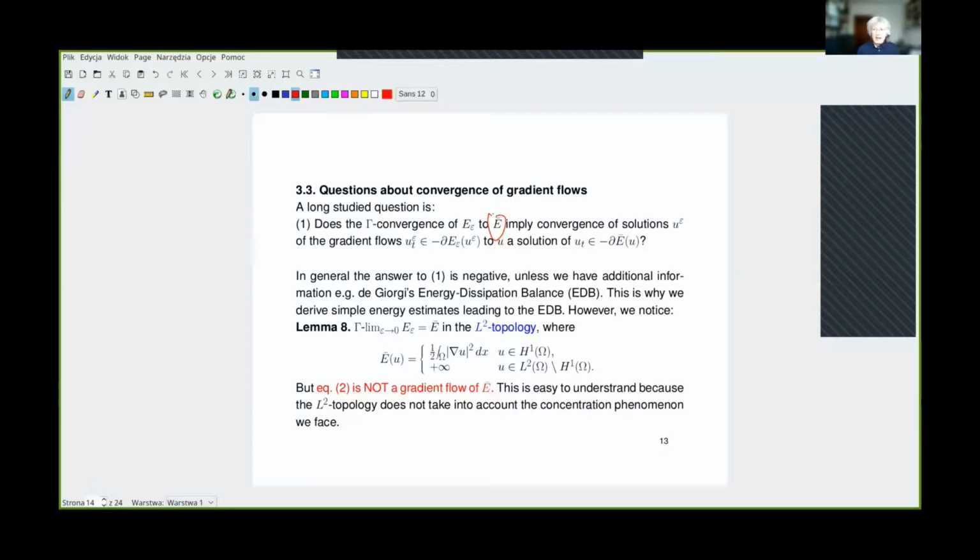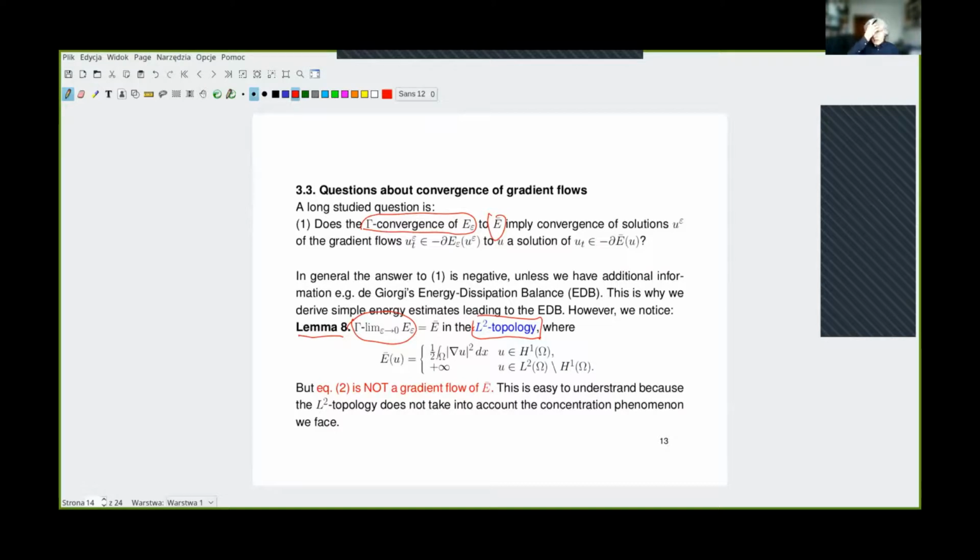And I will derive such a balance for our problem. Since here we have to compute gamma limits of functionals E epsilon, let me start with these computations. And we notice one interesting thing. If we compute the gamma limit of E epsilon, then we obtain E bar. But let me stress that this computation is using the L2 topology, not weighted L2 topology, just L2 topology.